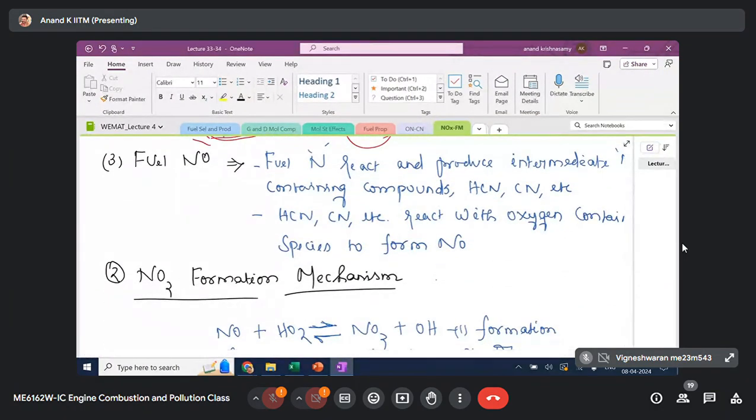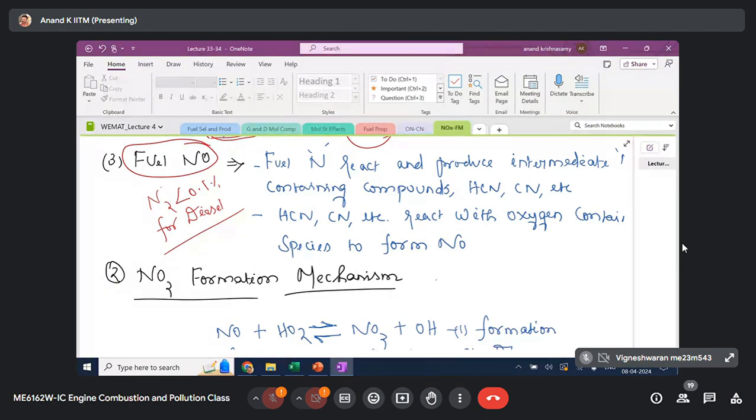Third one is fuel NO. So the NO is formed from the nitrogen present in the fuel. Fortunately, the nitrogen content in fuel is less than 0.1% for diesel. For gasoline, it is nothing, we can ignore. In diesel, it is there, but it is less than 0.1%. And one thing that distinguishes NO formation through this route is that it happens at a relatively low temperature, because the fuel bound nitrogen is very active, unlike the nitrogen present in air.